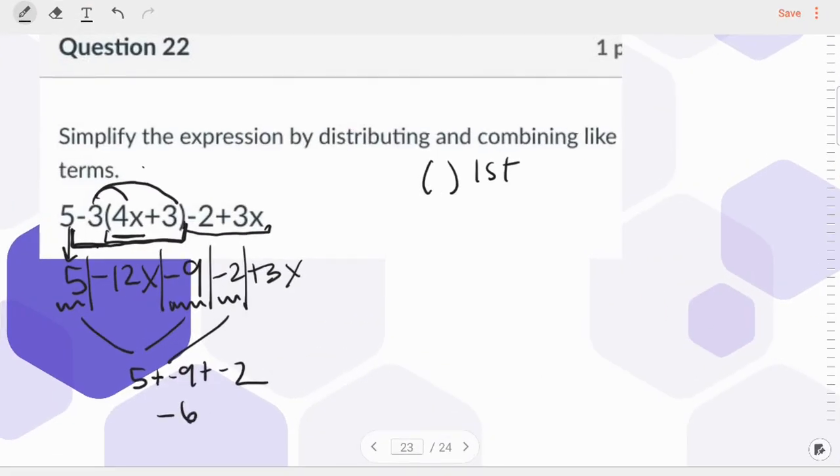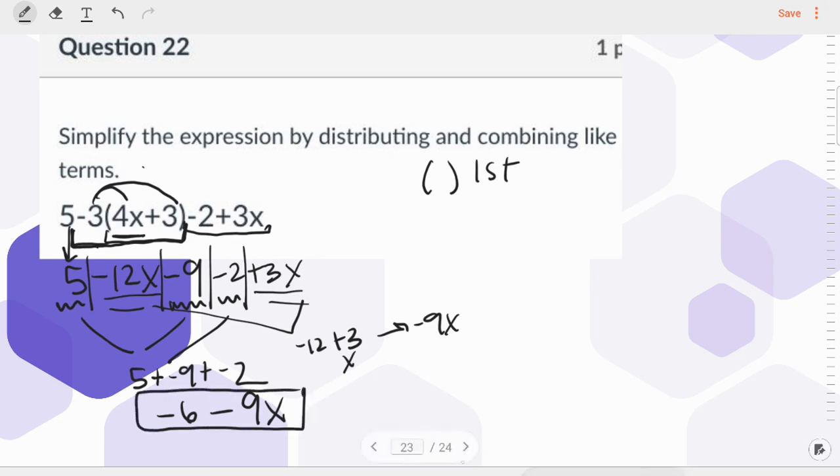And those didn't have a variable, so I'm going to leave that separate. Hey, negative 12x is a like term to 3x. So I'm going to combine those. Negative 12 plus 3. Those are x's. Negative 12 plus 3 is negative 9. So negative 9x. I'm going to make sure I bring it down with my 6. We're going to combine them. And that's my final answer.